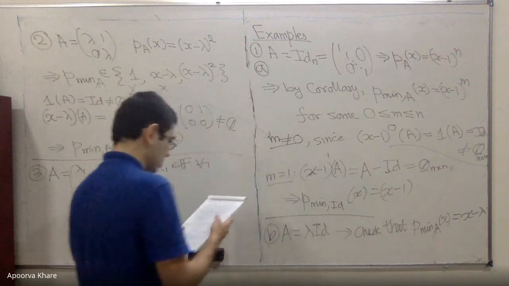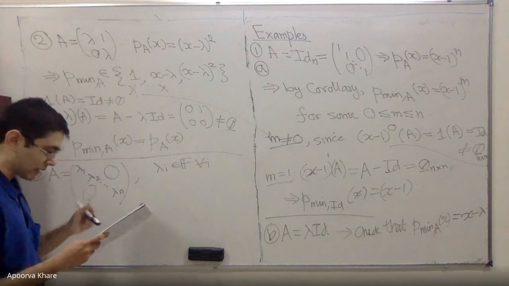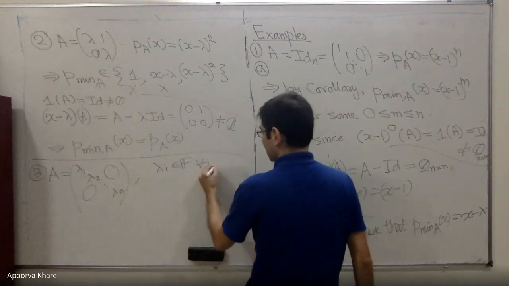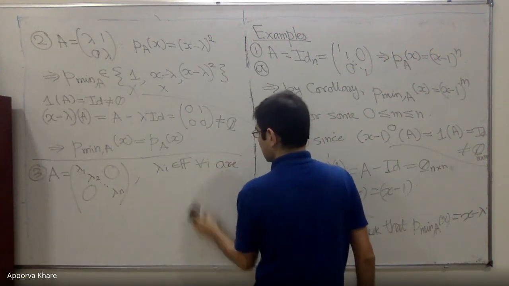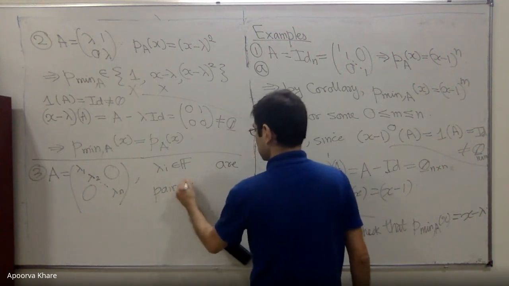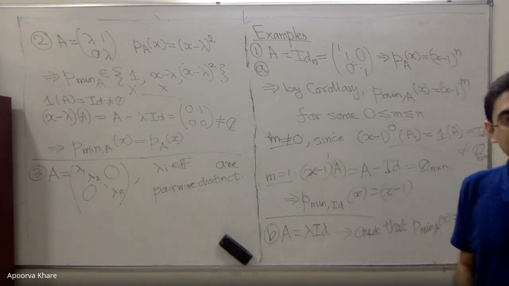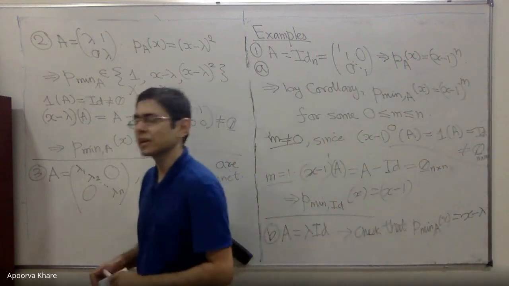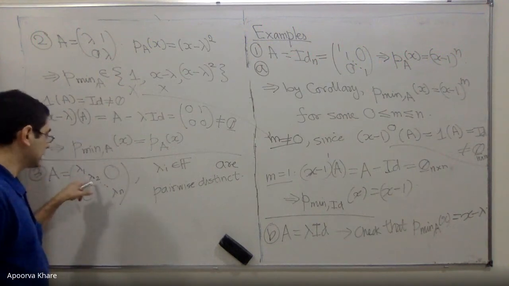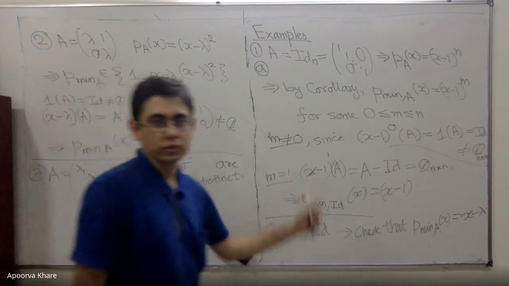So let me write this down. But that may be a harder question to write down the answer to. Let me write down the answer when all of these are pairwise distinct. Suppose I have different eigenvalues. Then if you look at each one, A minus lambda 1 times identity will have 0 in this coordinate and non-zero in the remaining guys. A minus lambda 2 times identity will have 0 in the second diagonal entry, non-zero in the remaining diagonal entries, and so on and so forth.